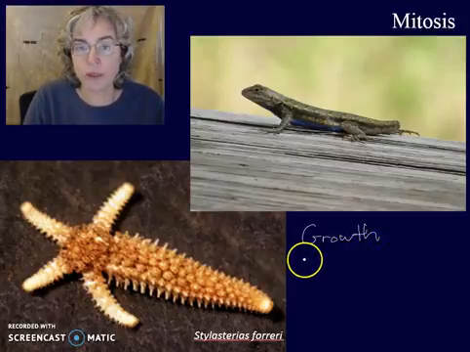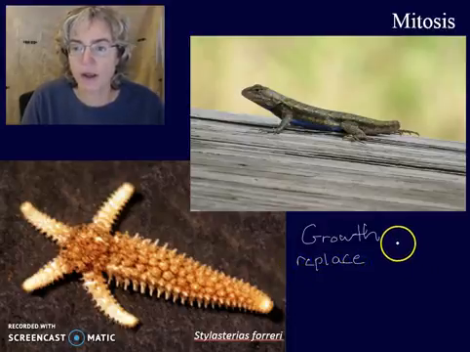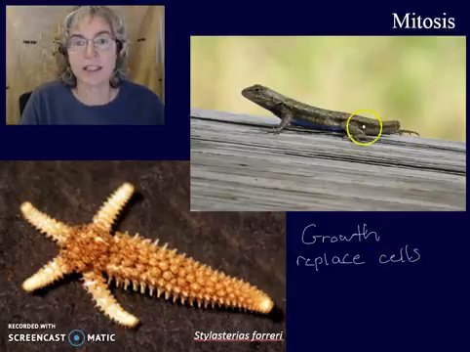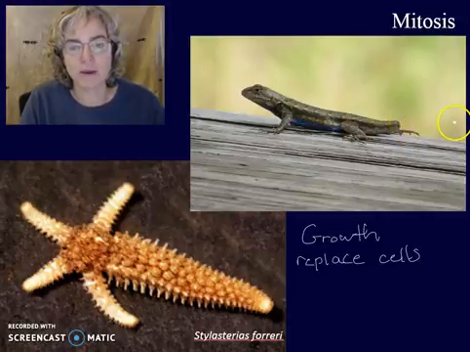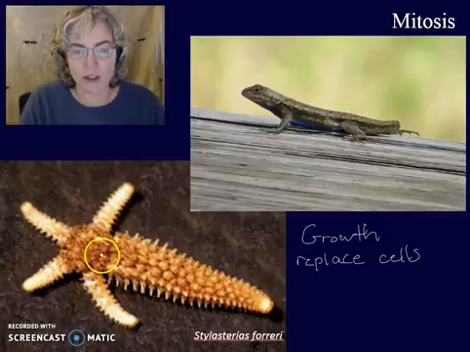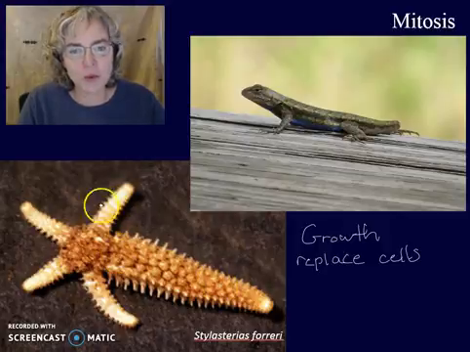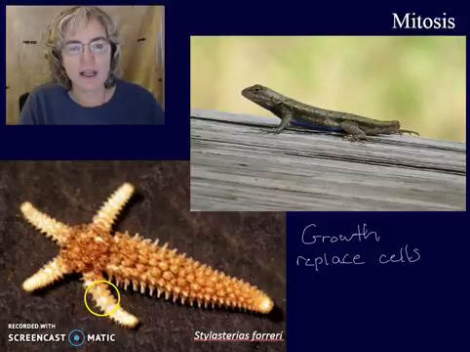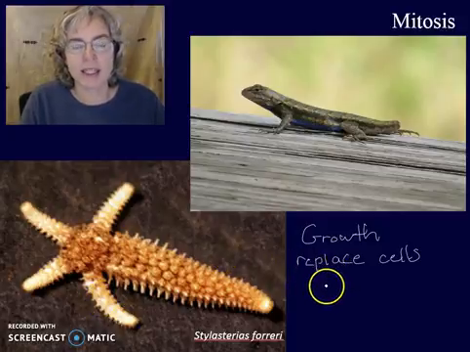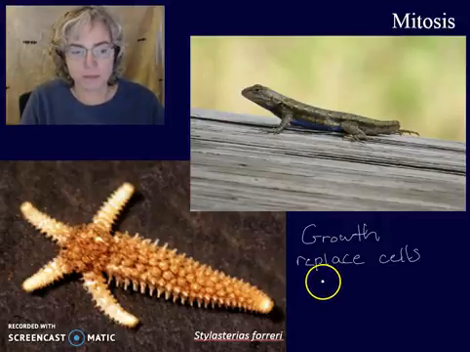Another is to replace damaged cells. Like this lizard has lost its tail, so it will regrow that tail through mitosis. This sea star has lost, actually it looks like it's lost most of its body. All that was left was an arm, but it will regrow those four arms through mitosis, cell division with mitosis, so that every cell is exactly identical to the parent cell.